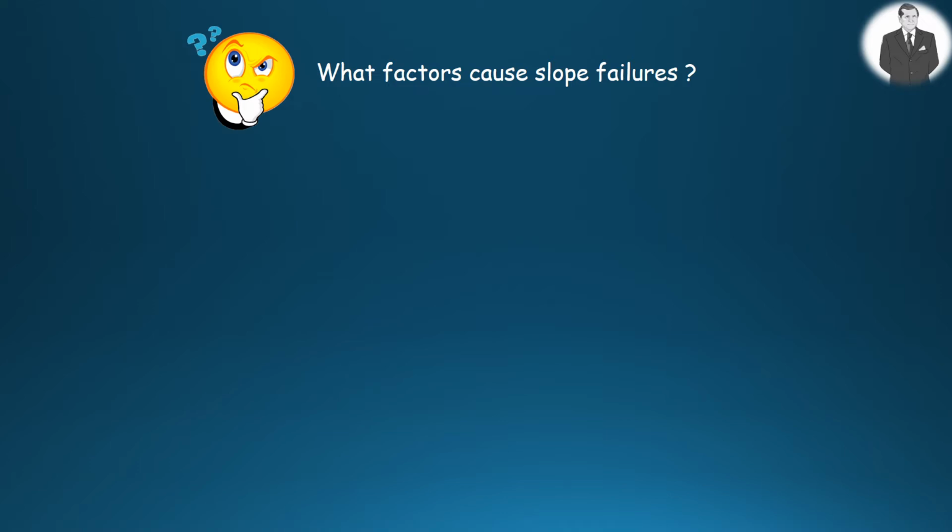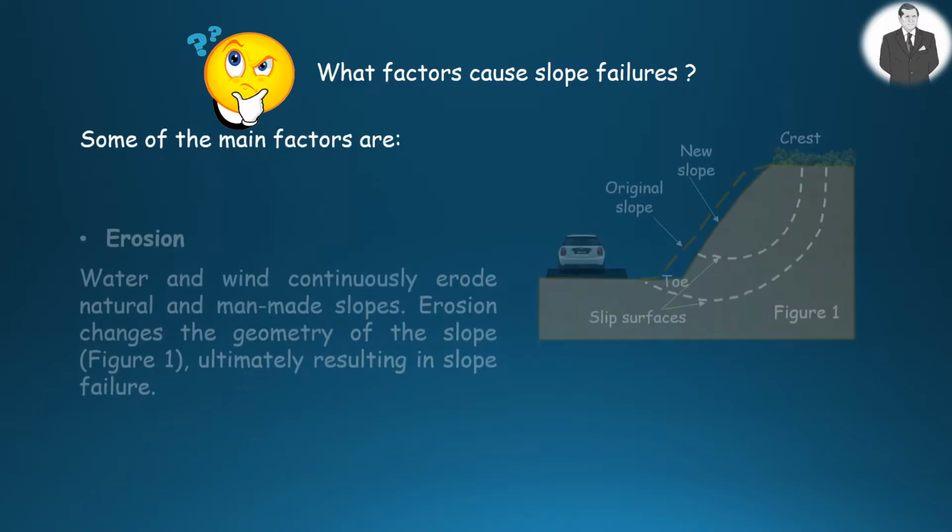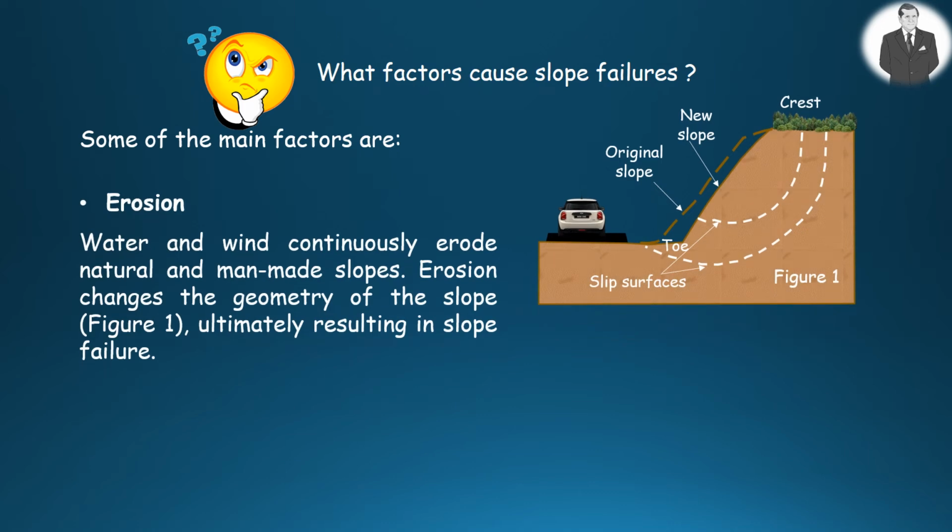By the way, what factors trigger slope failures? Some of the main factors are as follows. Water and wind continuously erode natural and man-made slopes. The act of erosion changes the geometry of the slope as shown in the figure, ultimately bringing about slope failure.